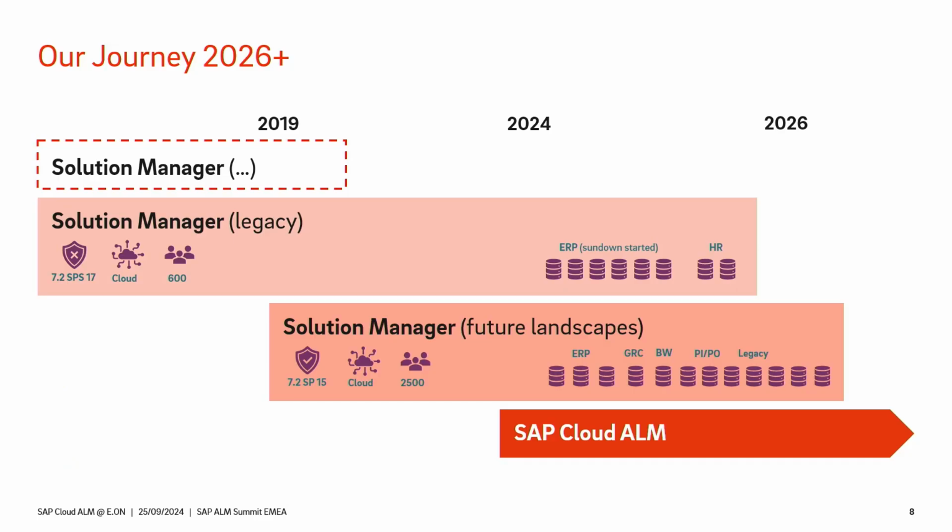So how did our starting position look like? Within E.ON, we do have several solution managers. We managed to get rid of some, but in our environment, we do have 2 still in place. This is one dealing with so-called legacy systems, and another one with our future landscapes. Quite a lot of managed systems, and we are using this implementation part heavily within this solution manager.